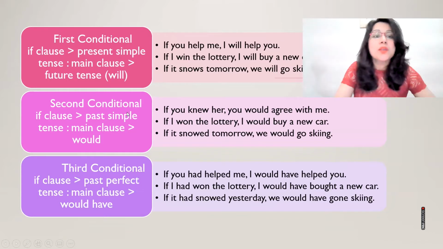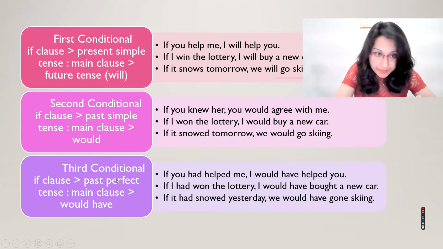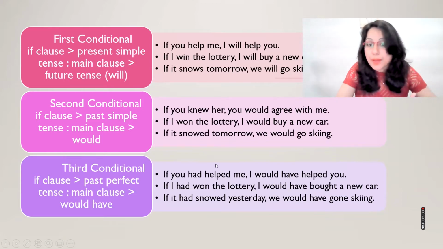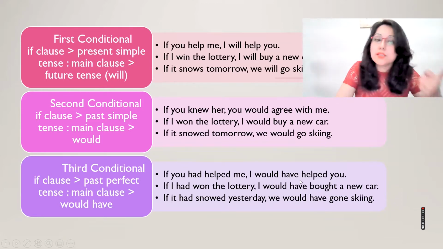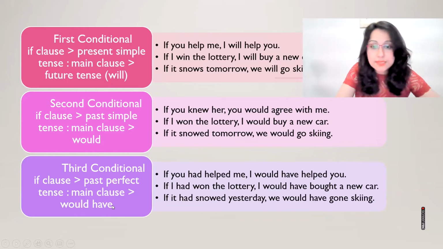In your second conditional, in your if clause, we need our past simple. And in the main clause, we need our would plus the infinitive verb, that is the first form of the verb. And then in your third conditional, in your if clause, you need your past perfect tense. How do you form your past perfect? You need your had, and then your past participle of the verb. So if you had helped me, I would have helped you. Okay, so this is how you form your third conditional. With the if clause, you have your past perfect, and in your main clause, you have would plus have.